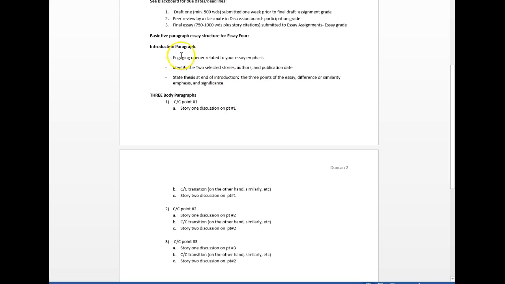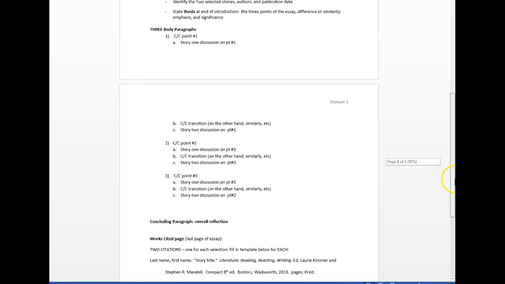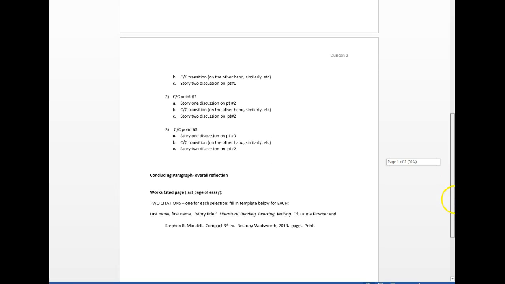But you want to have an engaging opener. You've got to identify the 2 selected stories and who wrote them and when they were published, and then the thesis tells us what those 3 points are. That's all a thesis has to do. It tells us that this is what your essay is about, and that these are the 3 points that your essay is going to explain and discuss.